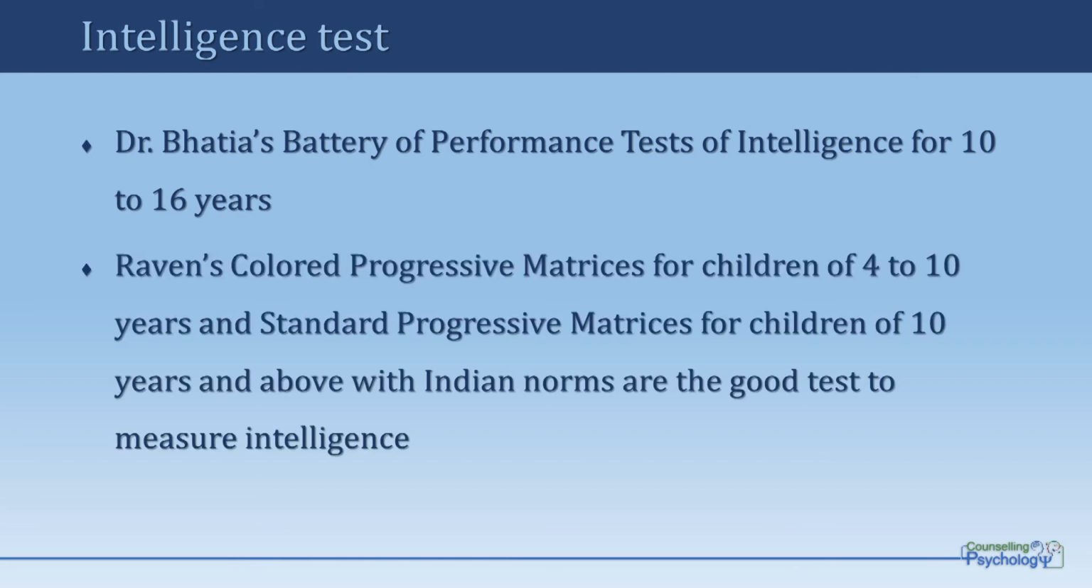Raven's Colored Progressive Matrices for children of 4 to 10 years and Standard Progressive Matrices for children of 10 years and above with Indian norms are good tests to measure intelligence. These tests measure many important aspects of intelligence. Standard intelligence tests measure some aspects of information processing as well.